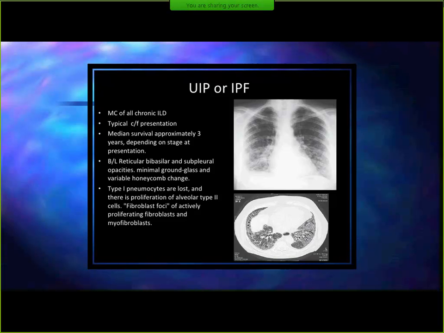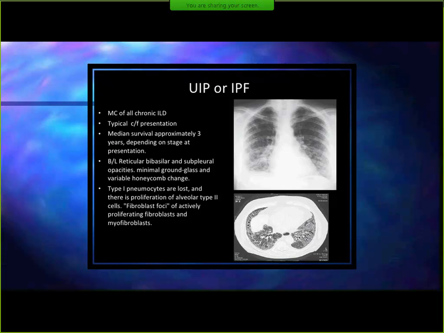Okay, so now the other common one is idiopathic pulmonary fibrosis. It has a typical presentation. It's a middle-aged, usually male, 55 to 65, with progressive shortness of breath. Poor prognosis when he presents with the shortness of breath, probably like 3-year survival, depending on the stage. He presents with clubbing, Velcro crackles.